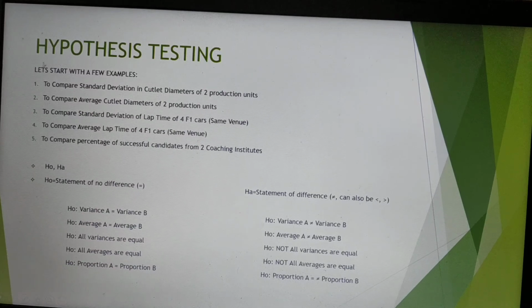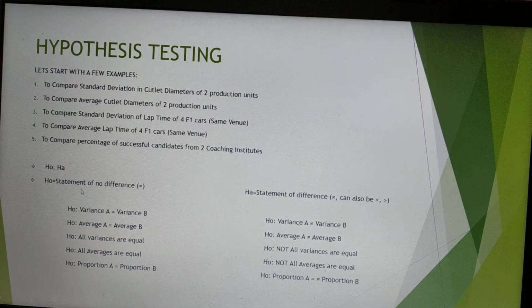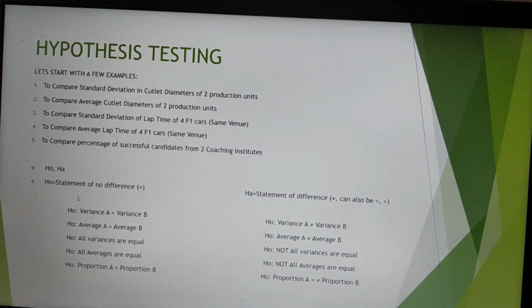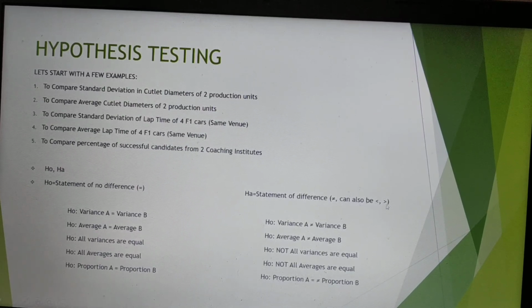Now for every test, once we know the test we need to perform, we'll document 2 hypothesis statements, H0 and HA. H0 will be the statement of no difference, and HA will be the statement of difference, which can be not equal to and can also be less than or greater than. But the statement of difference will never be equal to.